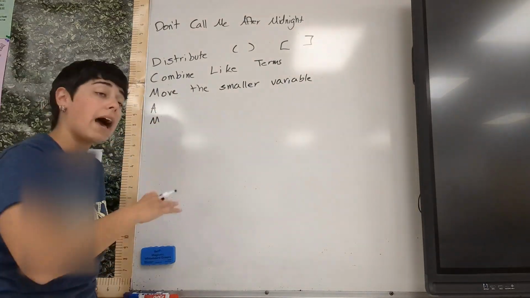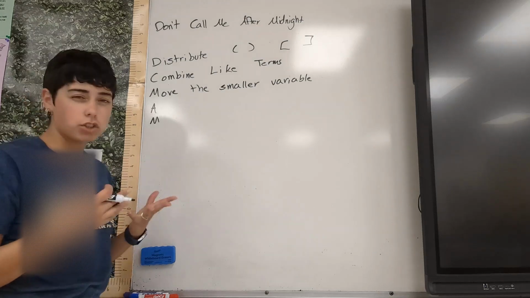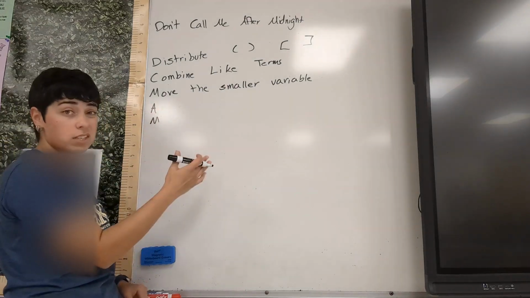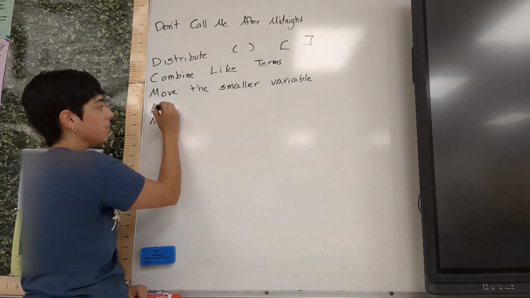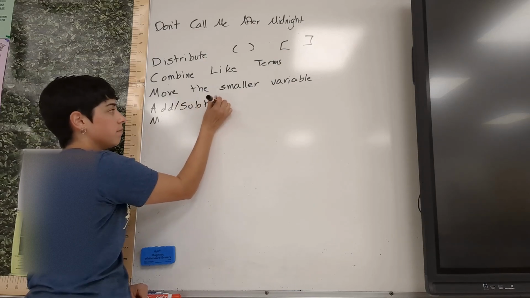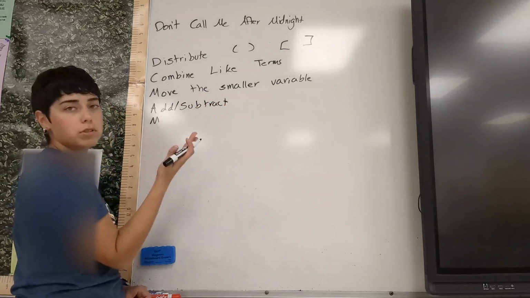Then A is going to be add or subtract. You're basically just trying to isolate. Around this point, it's usually a two-step equation or even a one-step. You don't always have to use all the letters. So this will be add or subtract. And then lastly, the M, multiply or divide.